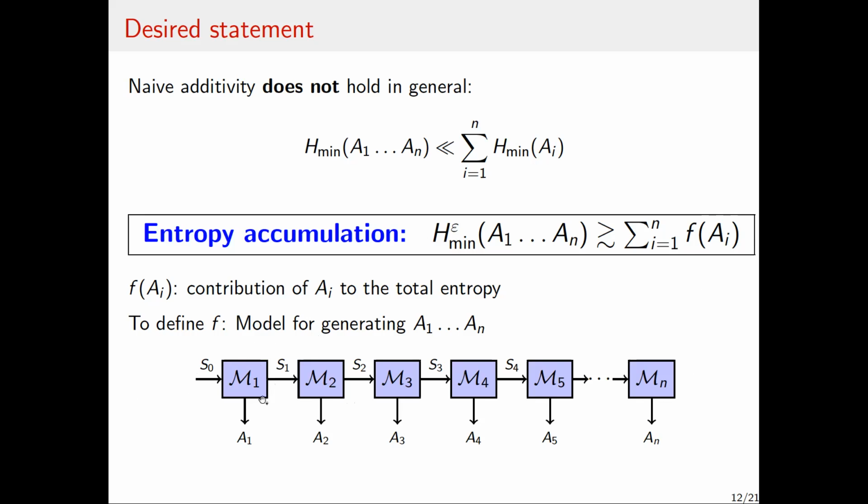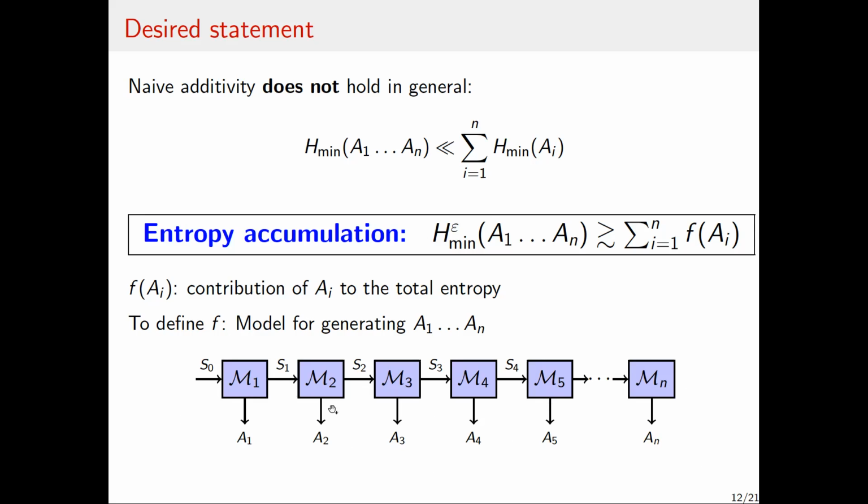In the quantum case, these will be quantum channels, if some of you know about quantum theory. But in the classical case, think of them as just stochastic maps, which take as input a random variable and output these two random variables S1 and A1, etc. You can see them as stochastic matrices if you want. These maps generate my random variables A1, A2, A3 up to AN.